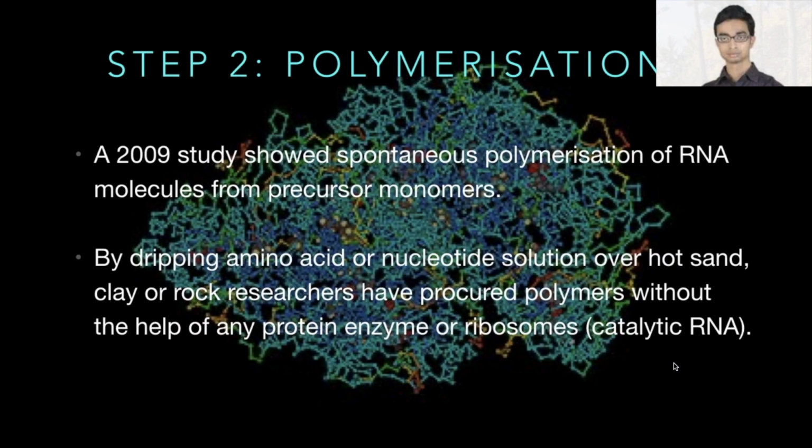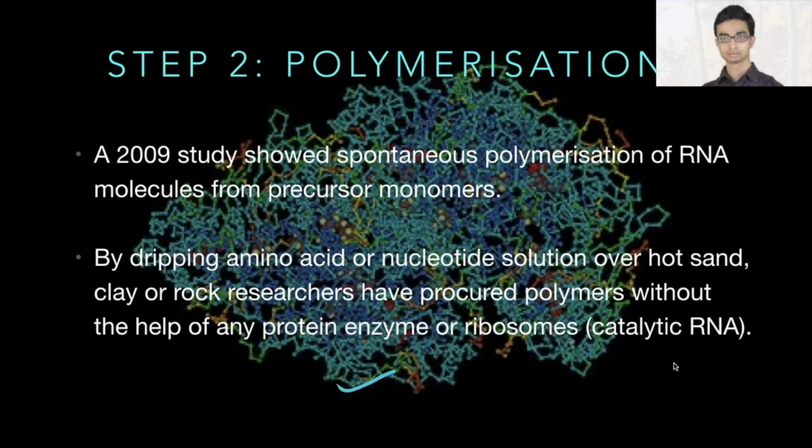Moving on to the second condition of forming large polymerized organic molecules, a 2009 study showed a spontaneous polymerization of RNA molecules from precursor monomers. Additionally, by dripping amino acid or nucleotide solution over hot sand, clay, or rock, researchers have procured polymers without the help of any enzyme or ribosome. Polypeptide chains were however not linear as found in proteins, yet these polymers could have acted as weak catalysts for further more diverse polymerization reactions on primitive Earth.